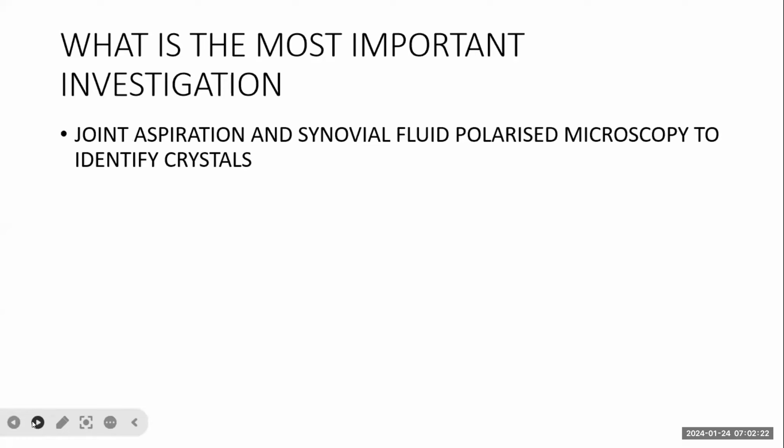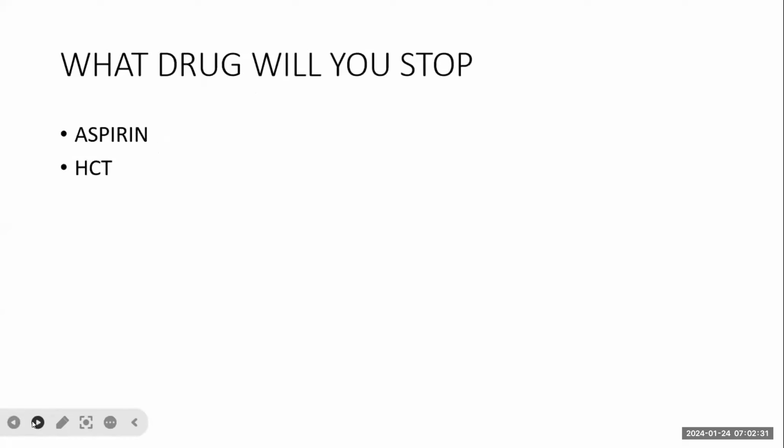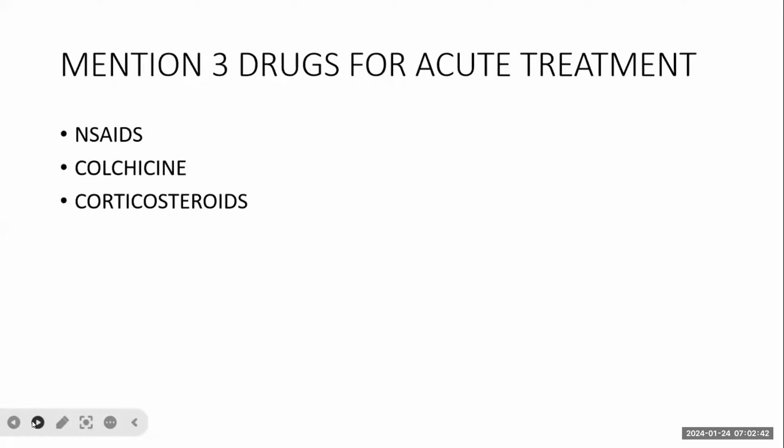What is the most important investigation for this patient is joint aspiration and synovial fluid polarized microscopy to identify crystals, which is the gold standard for diagnosing gout. What drugs will you stop? The patient is on aspirin and HCT, which induces increased uric acid. So these drugs should be stopped for the patient.